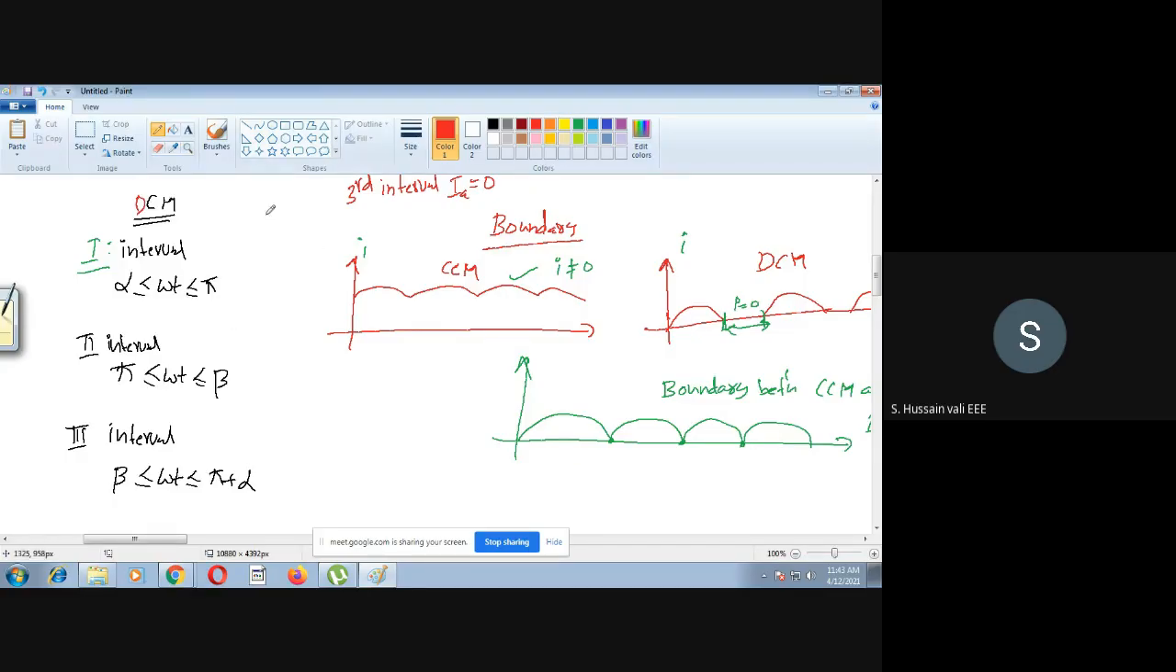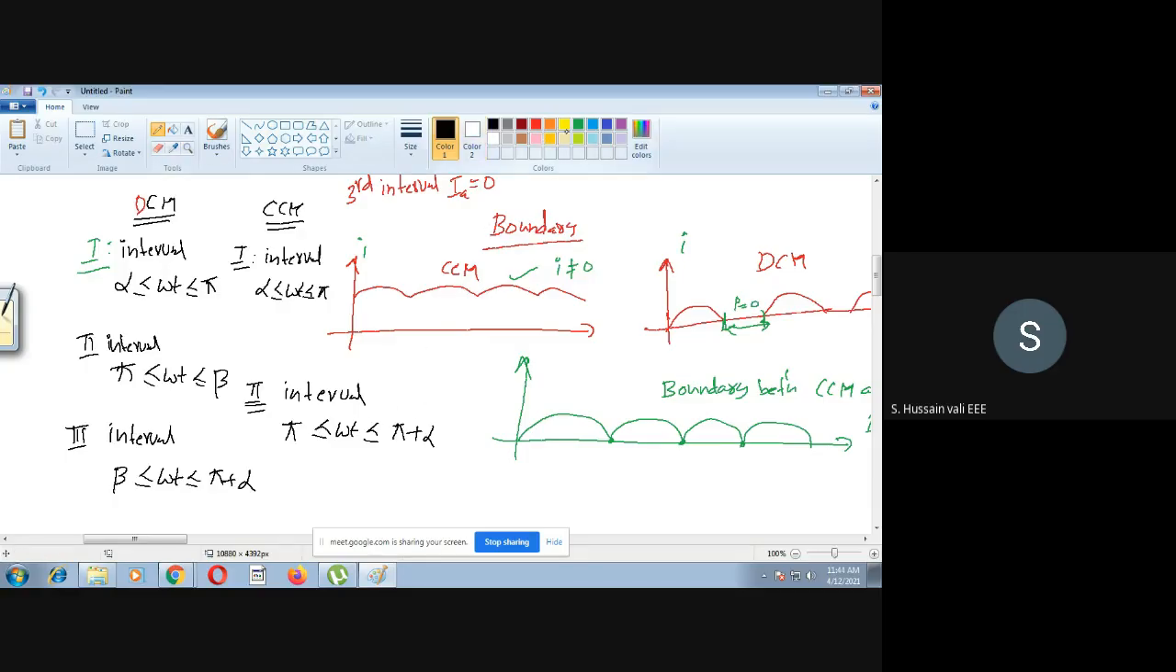Now coming to the continuous conduction mode, what are the two intervals? The first interval is alpha less than or equal to omega t less than or equal to pi. The second interval is pi less than or equal to omega t less than or equal to pi plus alpha.